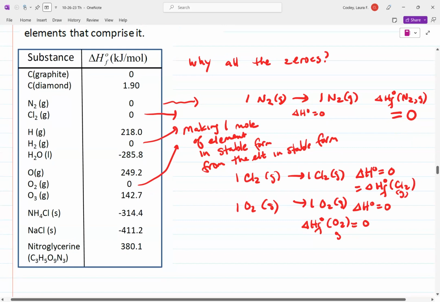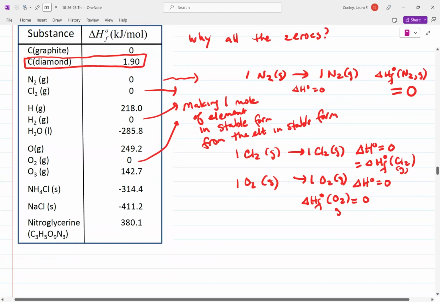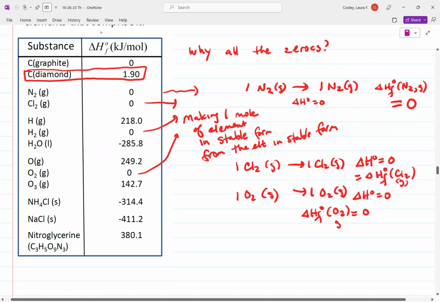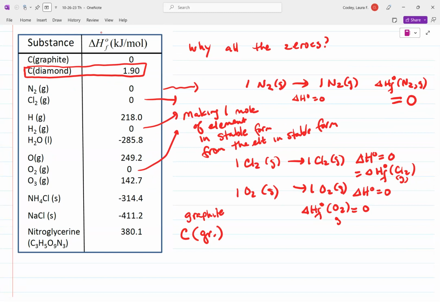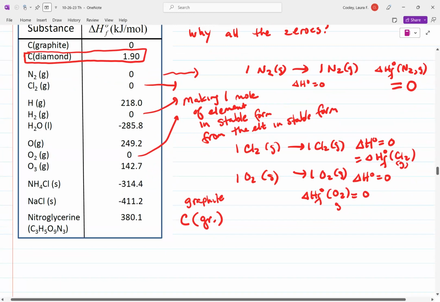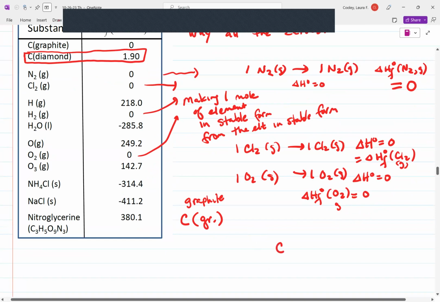Okay, let's look at a curious one though. What about diamond here? When you see equations in thermochemistry and there's solid carbon, you see it says carbon and in parentheses it says Gr. That does not mean gas, that means graphite. Graphite is the stable form of carbon. Diamond is not the most stable form. So what would the equation be to form diamond, if we form carbon diamond from elements in their stable form? So we want to form 1 carbon diamond. What would be on this side?